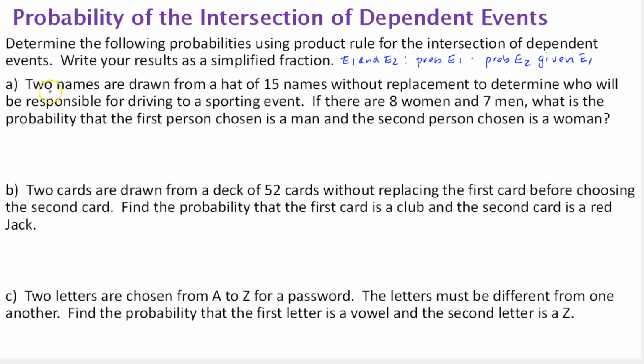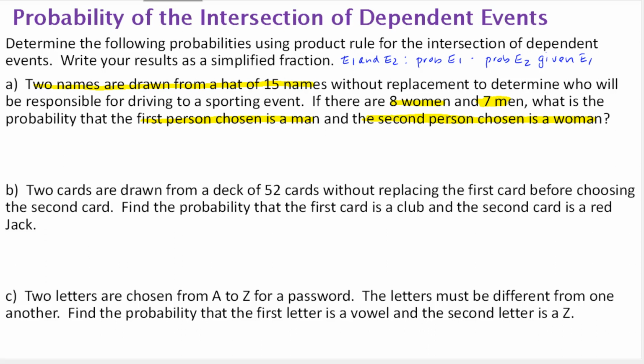So let's look at the first one. 2 names are drawn from a hat of 15 names without replacement. So since it's without replacement, that's how we know it's dependent event, because the second one will have a different probability because some first name is drawn and that will affect the second one. To determine who will be responsible for driving to a sporting event. If there are 8 women and 7 men, we want the probability that the first person chosen is a man, and, so that tells us it's intersection, the second person chosen is a woman.